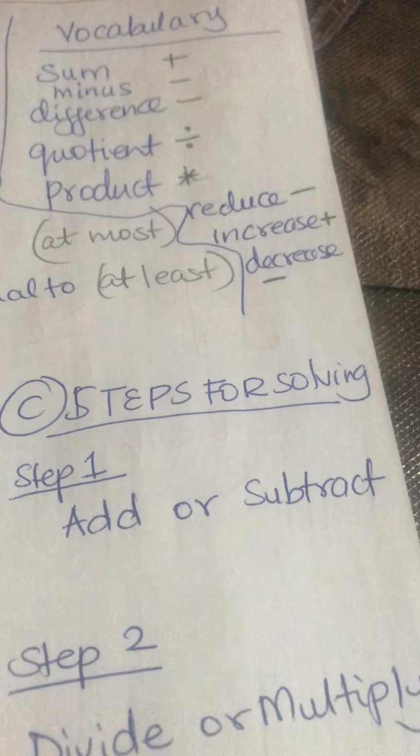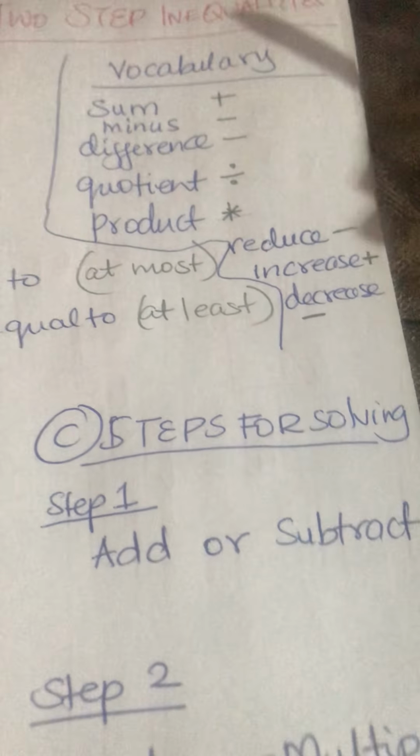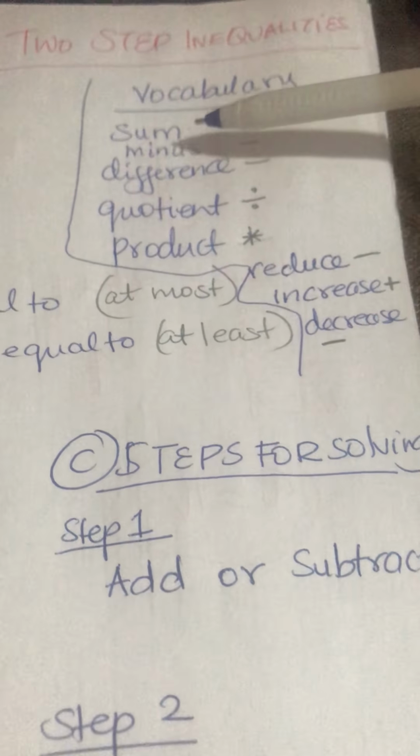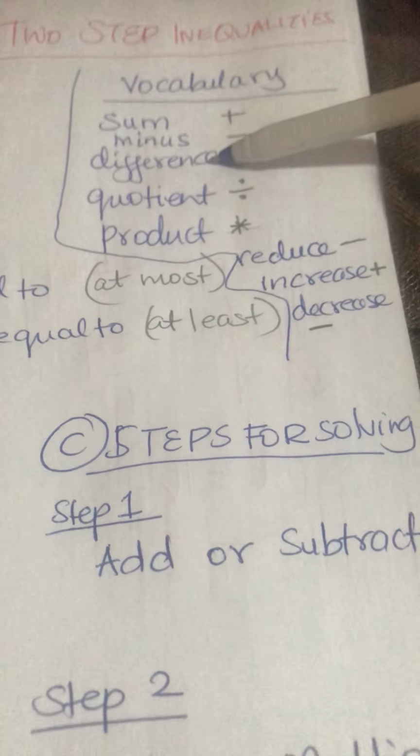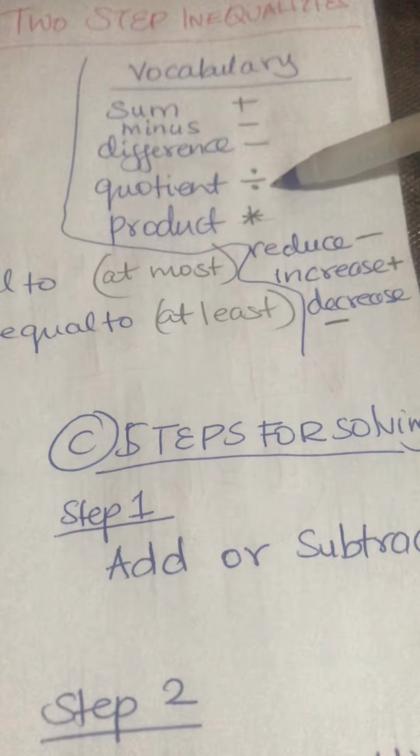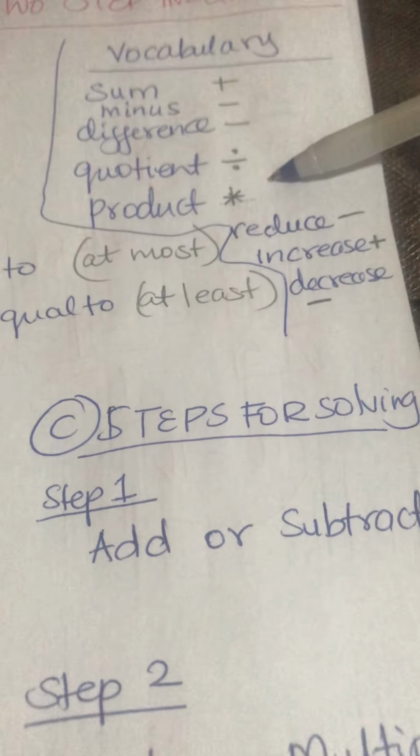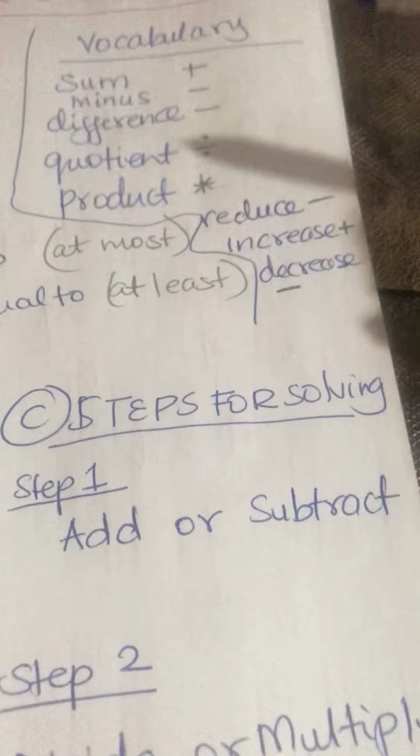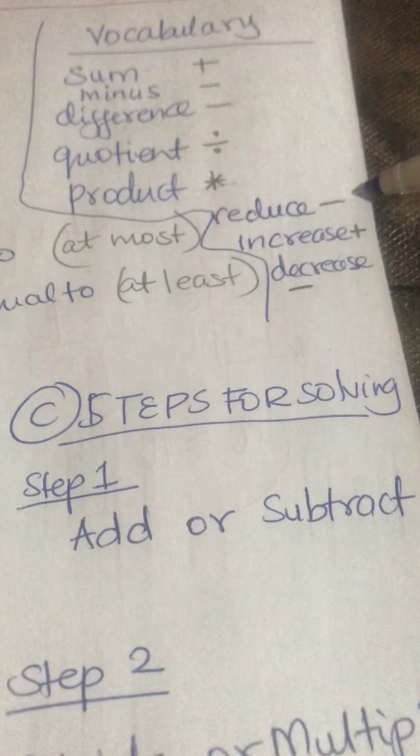You'll be given word problems. They will tell you to write an inequality. If you see the word sum, it means add. Minus means subtract. Difference means subtract. Quotient means to divide. Product means to multiply. Reduce means to minus. Increase means to add. Decrease means to subtract.